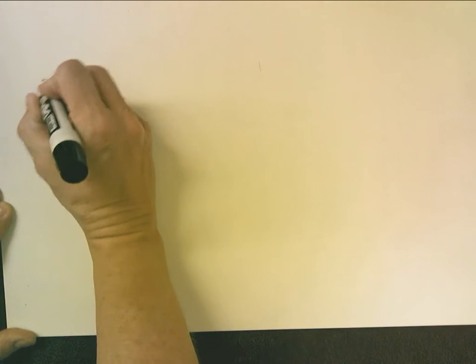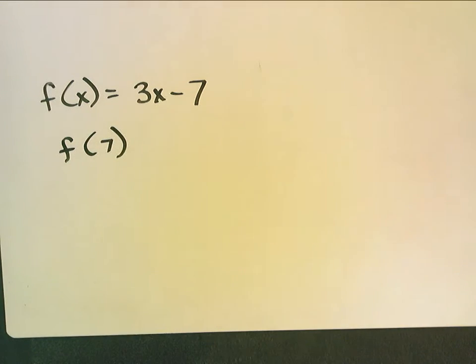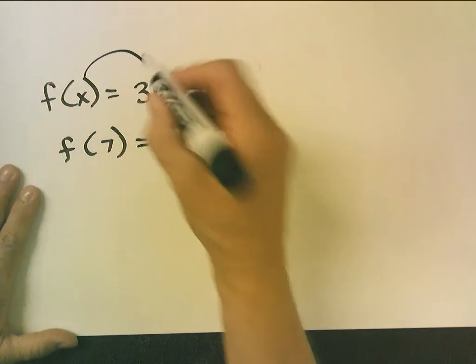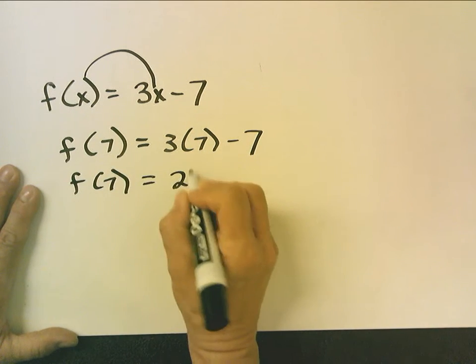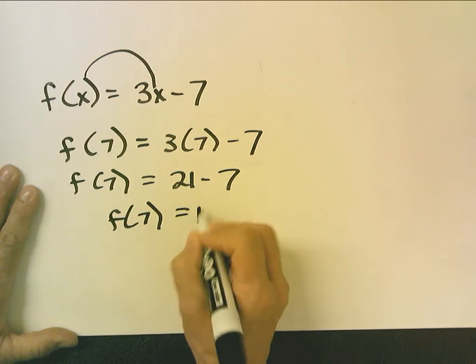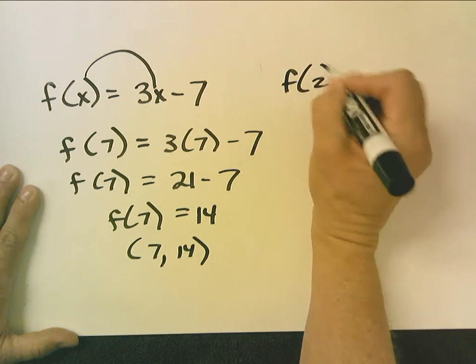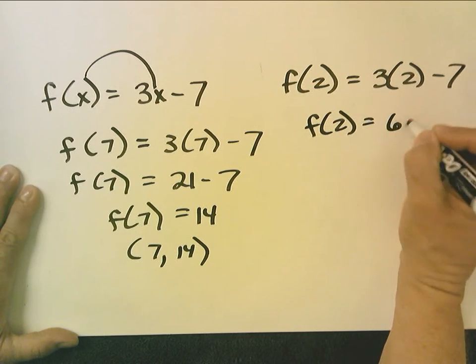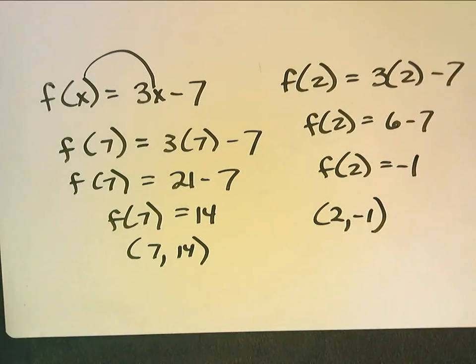So let's try. I tell you f of x equals 3x minus 7. I want you to find f of 7. Find this in your notes, and you're going to write this in your notes as I demonstrate. So wherever I see an x, I substitute a 7. So f of 7 equals 21 minus 7, or f of 7 equals 14. If I was to write that as an ordered pair, it would be (7, 14). So now I'm going to do f of 2. 3 times 2 minus 7, f of 2 equals 6 minus 7, f of 2 equals negative 1. I could write it as an ordered pair as (2, negative 1).